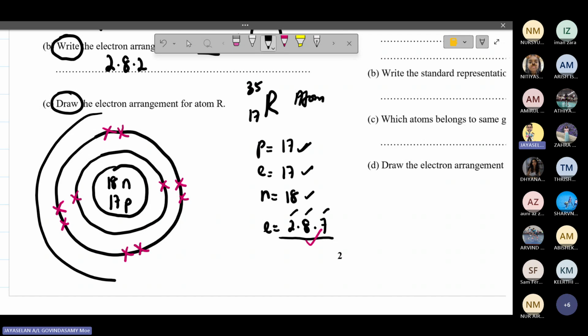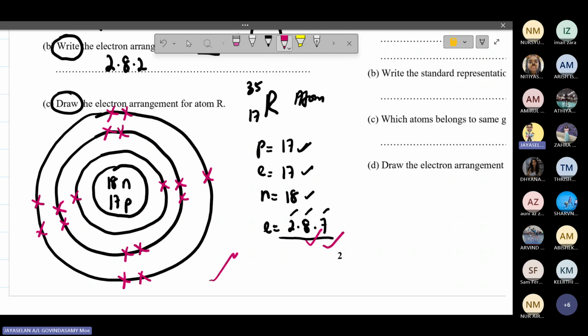And the valence shell, 1, 2, 3, 4, 5, 6, 7. You already got 7. Very simple. You already scored 2 marks. Any question? And make sure these two are huruf kecil, small n, small p. Okay. Any question? Okay, so 2 marks, must label the nucleus.